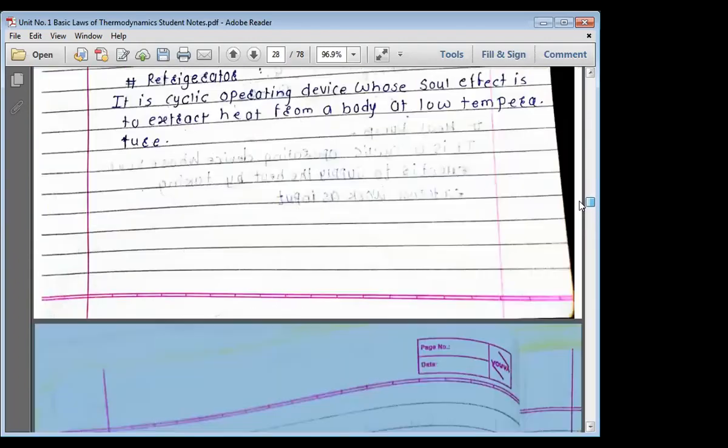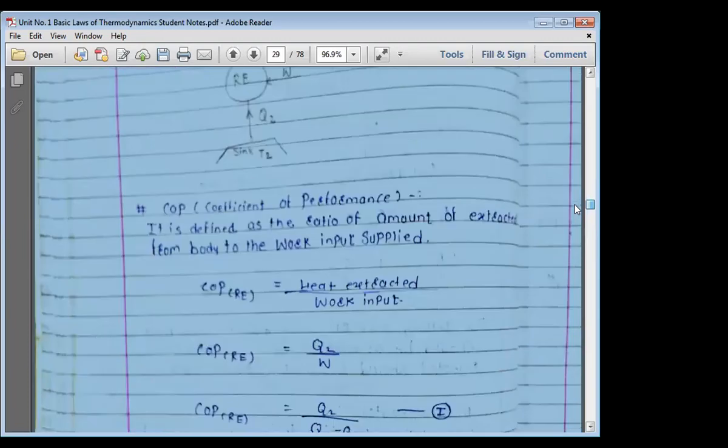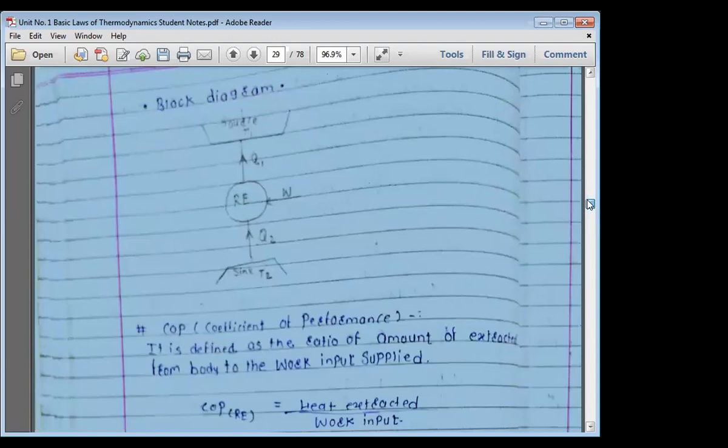There is no difference in the block diagram. The block diagram will remain the same. But here, the purpose of the refrigerator and the heat pump is what? Here some books have written it as reversed heat pump.